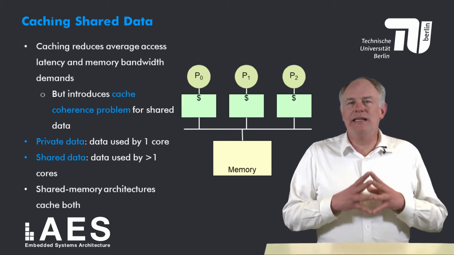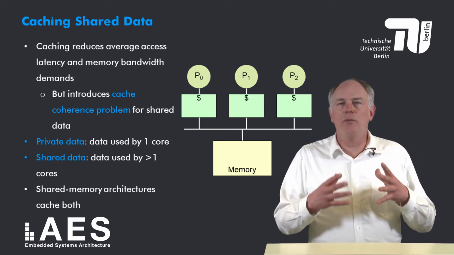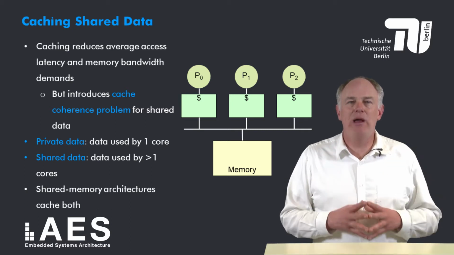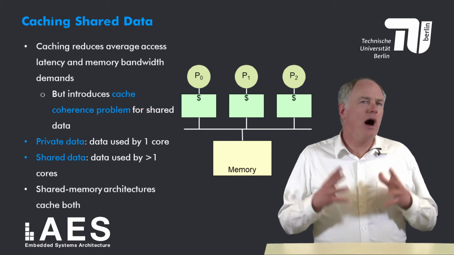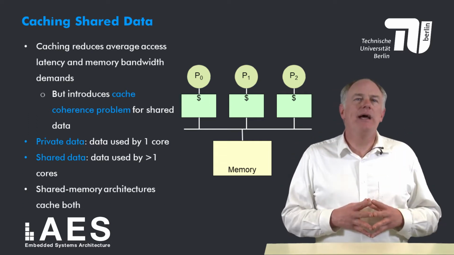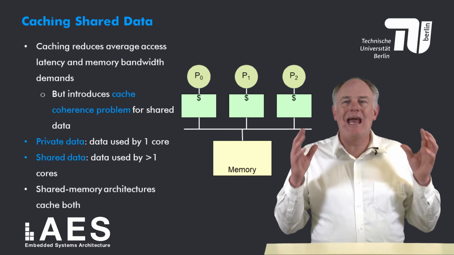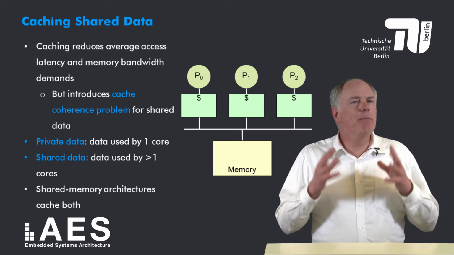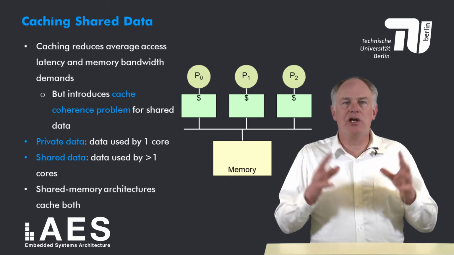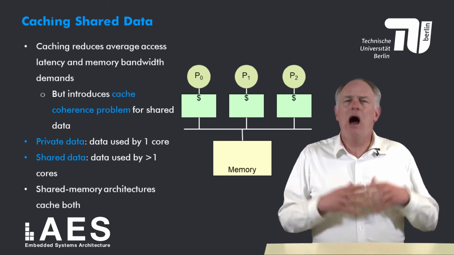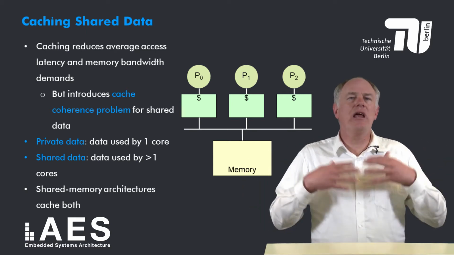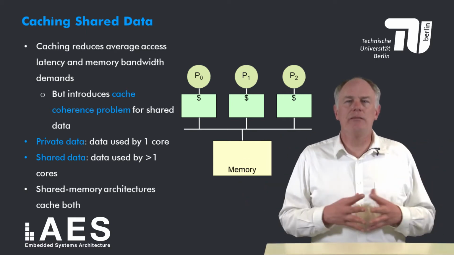Caching instructions and data is needed to help to reduce the average access latency as well as the memory bandwidth requirements. However, caching shared data causes a problem. This problem is called the cache coherence problem. Basically, it means if there are multiple cache copies of the same data, how do we ensure that all copies are the same, that all copies are coherent?